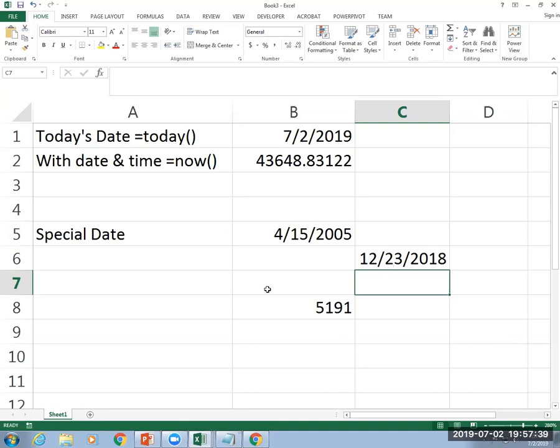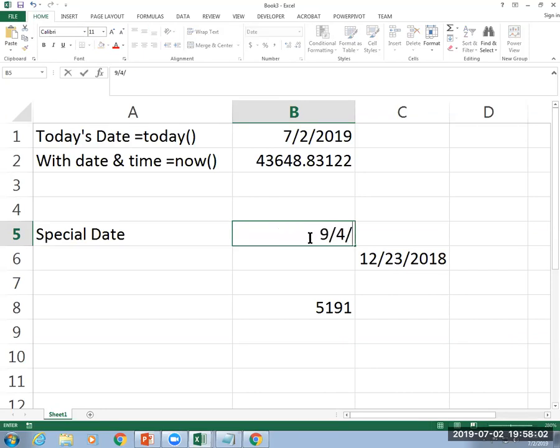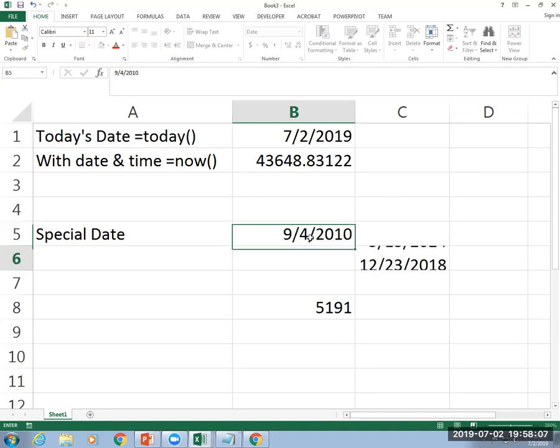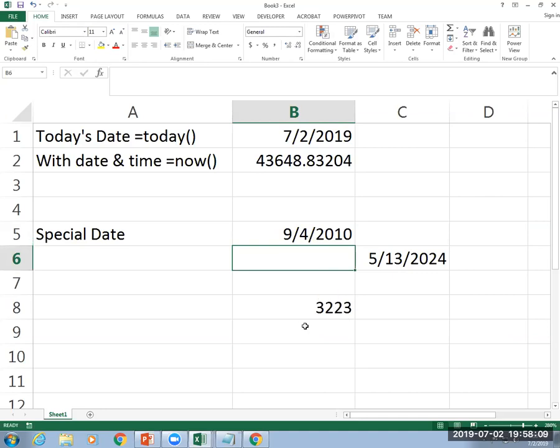So if I want to know how many days it has been since, I don't know, anything? If I wanted to know, if the building was built on, say, September 4th, I don't know, 2010, that means that it is currently 3,223 days old.